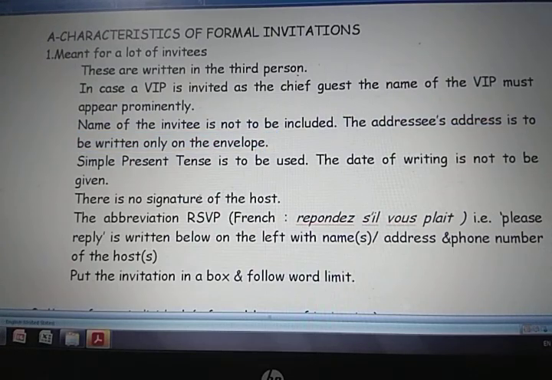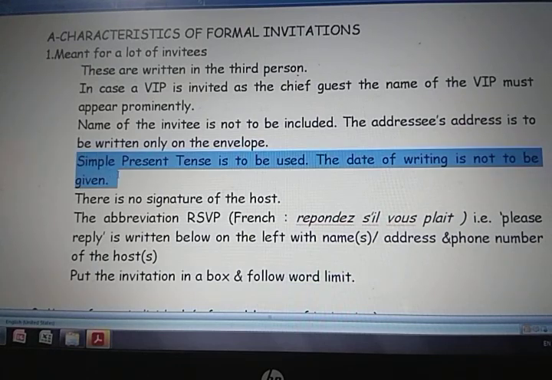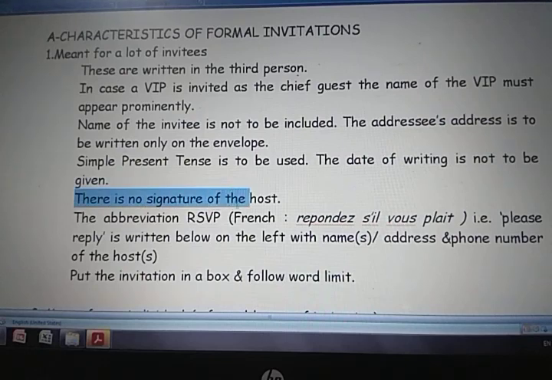And next, always you should use simple present tense. Always you should write simple present tense, and you need not to mention the date on which you are writing that invitation. And one more thing you should keep in your mind, there is no signature of the host. You see, host need not to sign that letter.